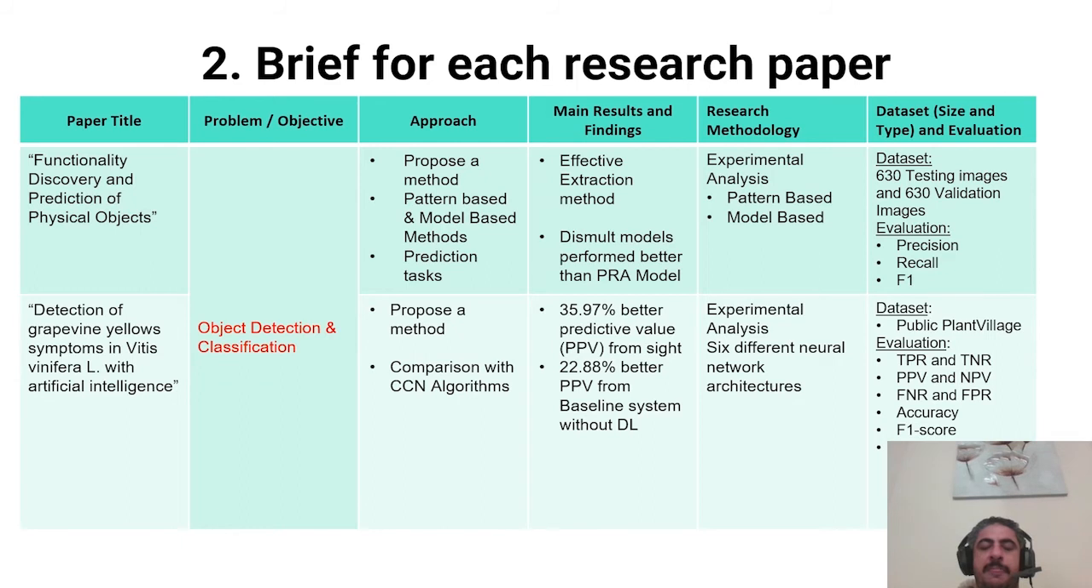The result shows that the method had around 34% better predictive value for the site and around 23% better than the predicted value from the baseline system without deep learning. Further, ResNet 101 and 150 were the best performers. However, the researchers didn't recommend using ResNet 101 because it takes a long time for calculation. Now we will move to the last paper, paper number 5.